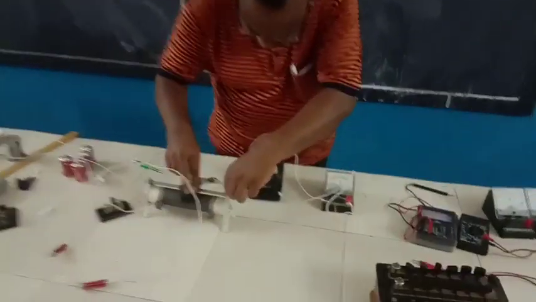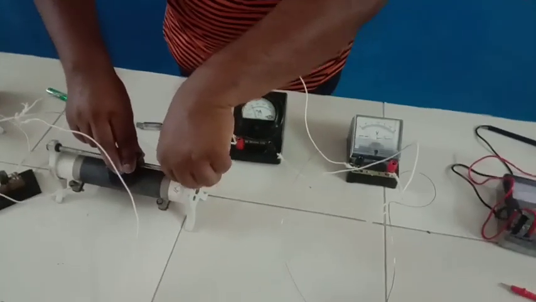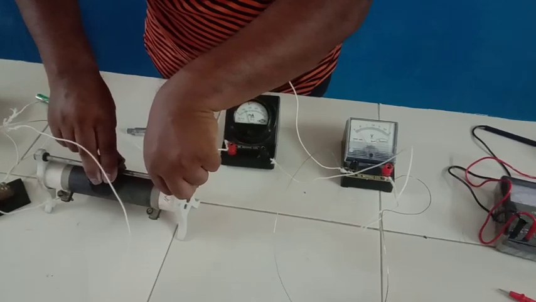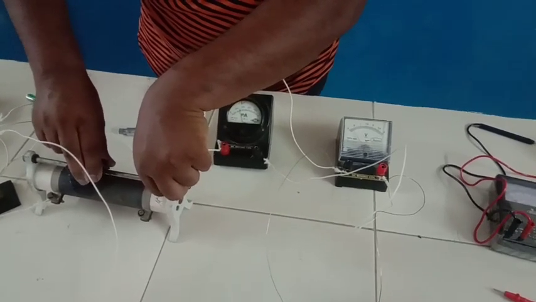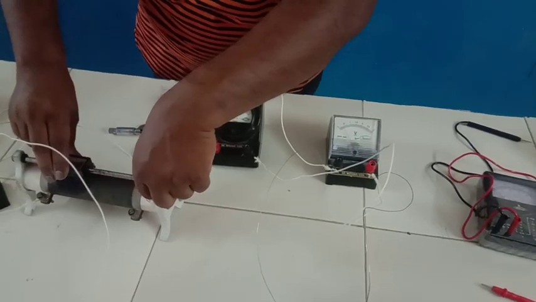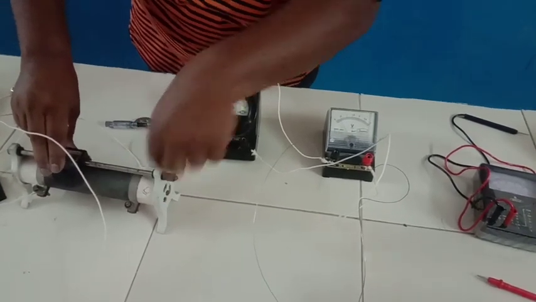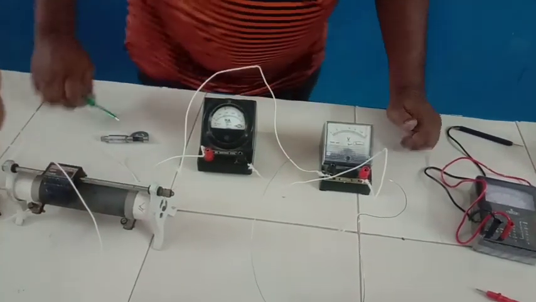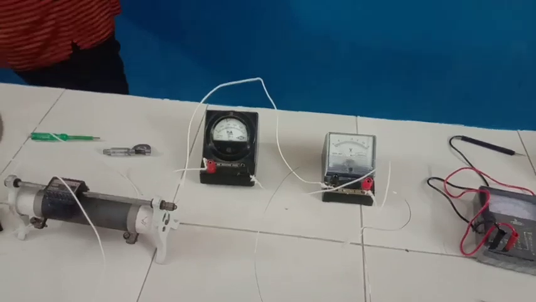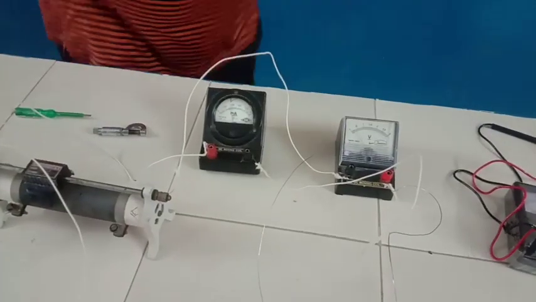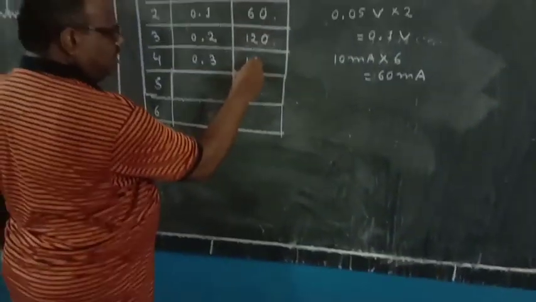Now again you change it. Adjust it at the voltmeter at the 3rd one. Okay, it is the 3rd one. So it means 6 number division. So it is 0.3 and in the milliammeter it is at 18 division. So it is 180.